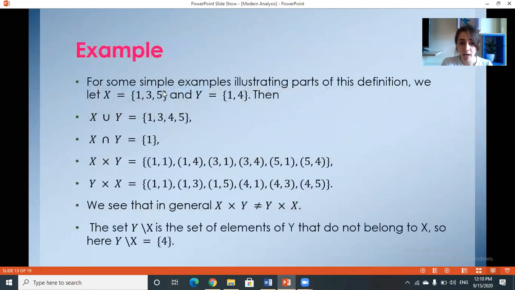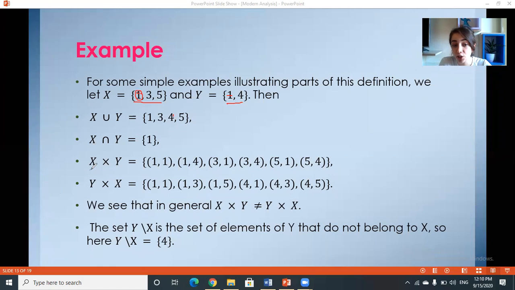Let's give some examples. We have two sets, X = {1, 3, 5} and Y = {1, 4}. The union is {1, 3, 5}, and here we have {1, 4}. 1 is the same, we just add 4 here: {1, 3, 4, 5}. The intersection is just {1}, because the intersection is the elements included in both X and Y.